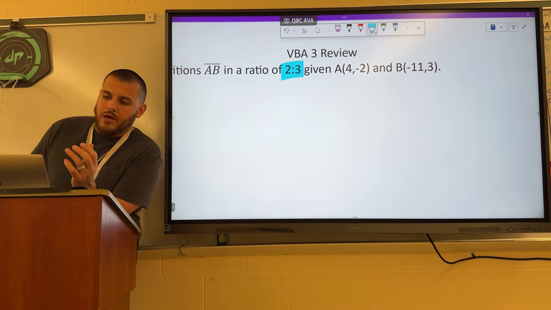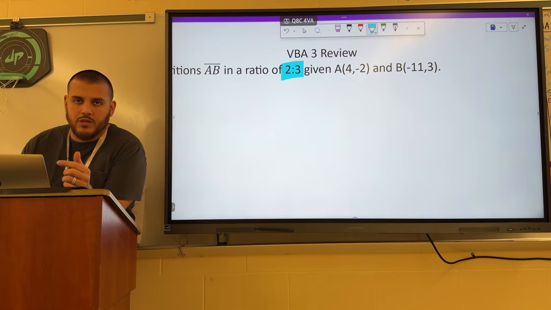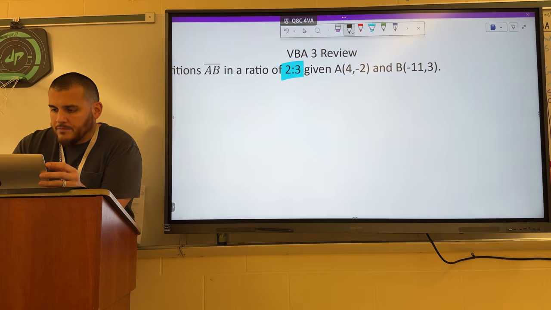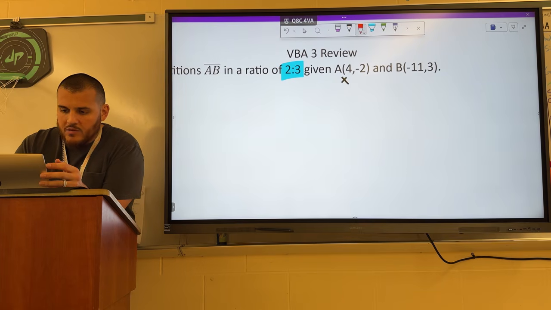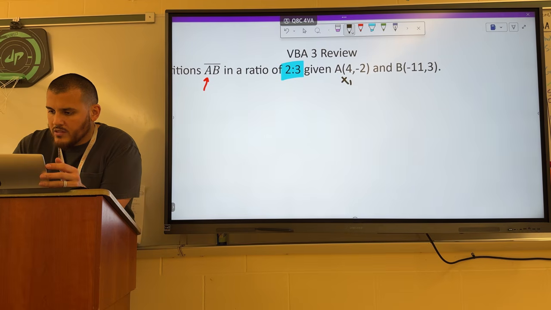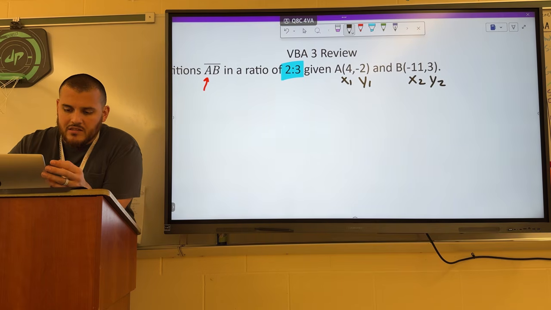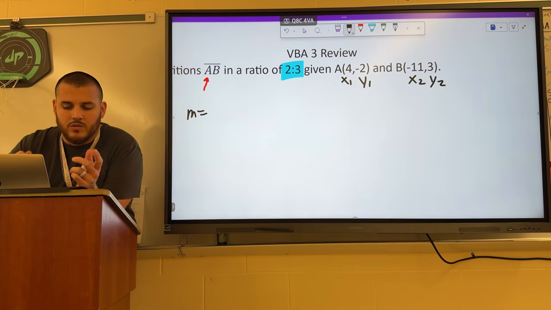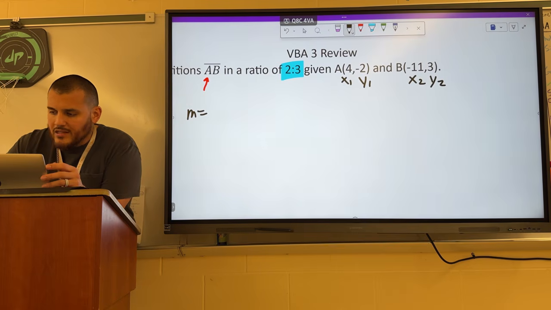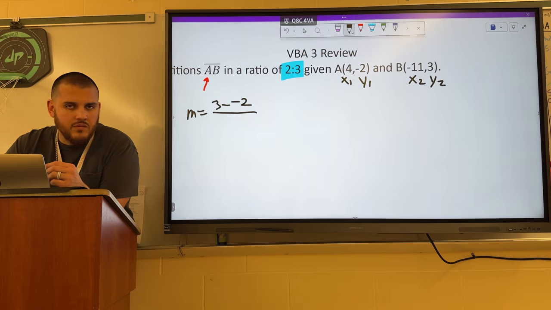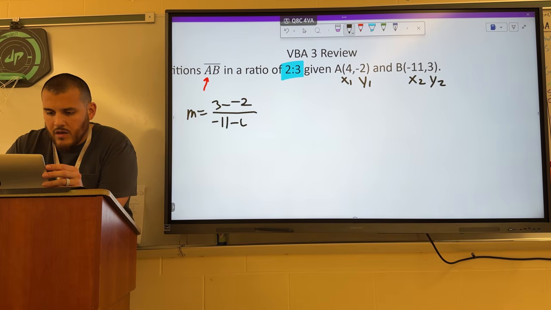Remember, the first key to a problem like this is finding the distance between the coordinates for A and B. It's a directed segment, it's named with A first, so that's going to be my 1's when I label this. X1, Y1, these will be my 2's, X2, Y2. And I'm labeling these so that I can find the distance in coordinates, and that is found with the slope formula. That'll give us the distance between the Y's and the X's. So that's Y2 minus Y1, 3 minus negative 2, over X2 minus X1, negative 11 minus 4.